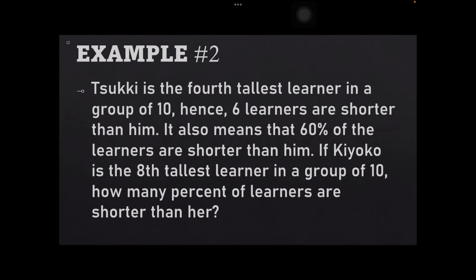Itong si Kyoko naman, siya yung 8th tallest. So, siya yung 8 mula dun sa pinakamatangkad. So, kung 10 sila, ilan na lang yung mas maliit sa kanya? Diba? 2 na lang? Okay? So, ibig sabihin yan, the % of learners that are shorter than her is 20%. Okay? Sabi ko nga, hindi kailangan i-calculate. Minsan, kailangan pag-isipan lang.